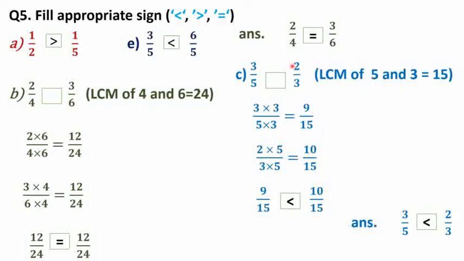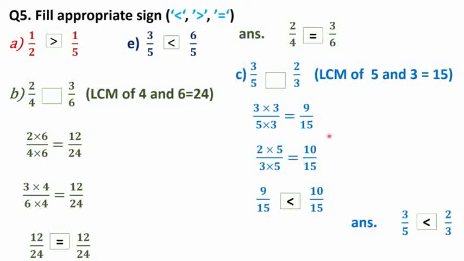Another fraction is 2 by 3. So again we will multiply 3 by 5 to get the denominator 15. The numerator also we will multiply by 5 to get the numerator as 10. So 2 into 5 is 10. So 10 by 15 we are getting as the equivalent fraction.